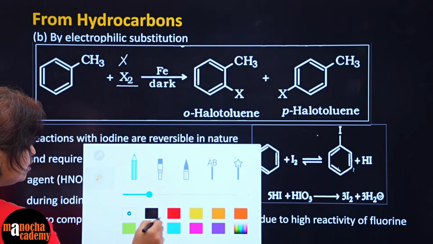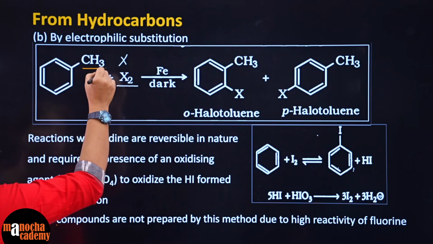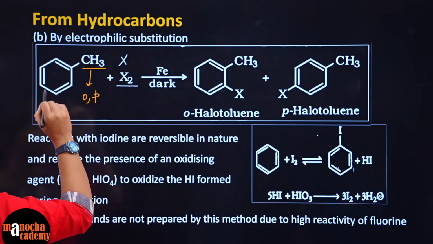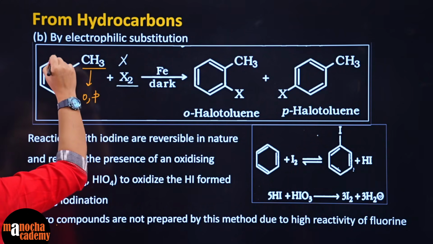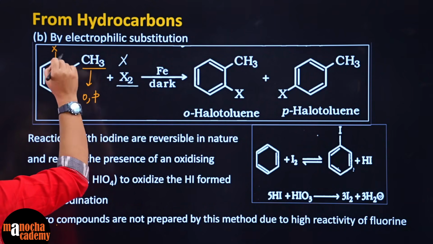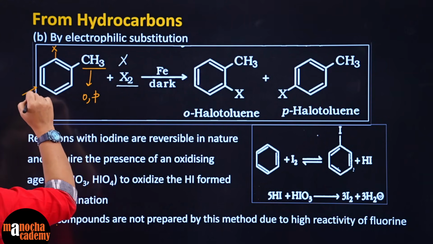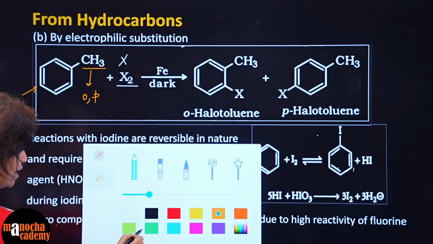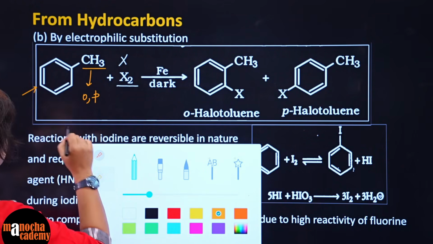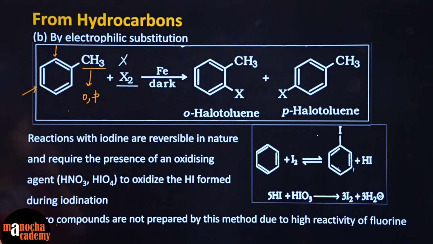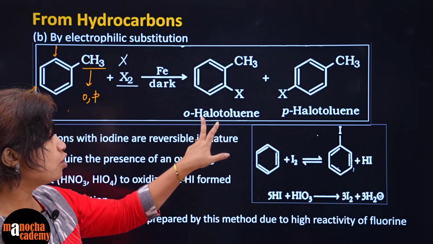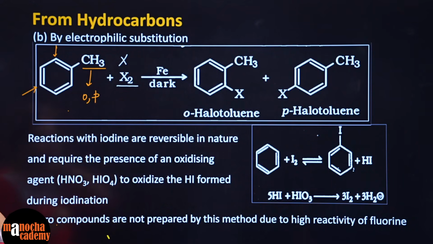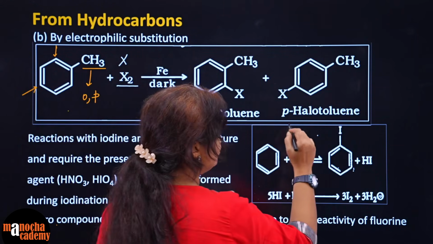Now, here you have a methyl group. If you remember, methyl group is ortho-para orienting. That means it will orient the incoming electrophile X to the ortho as well as to the para position. So accordingly you get a mixture of two products, ortho halotoluene and para halotoluene. Most of the time the para product is major.